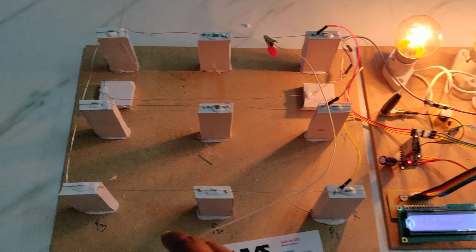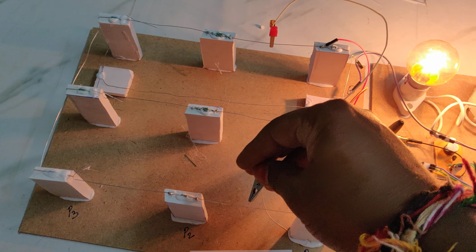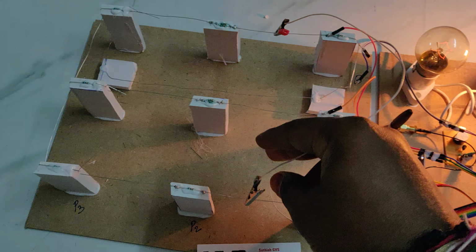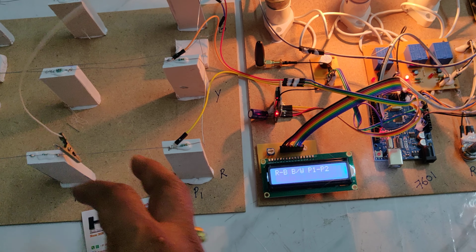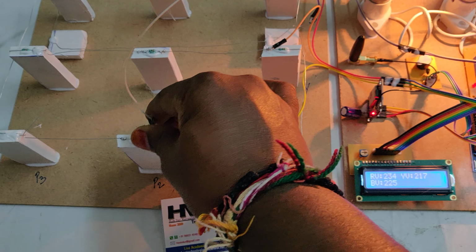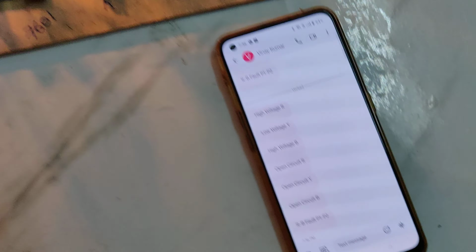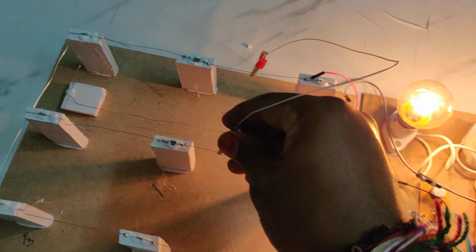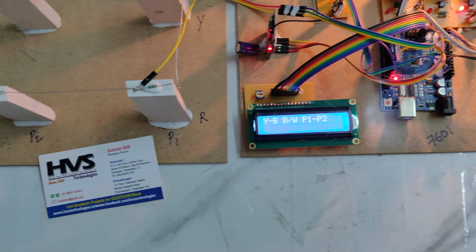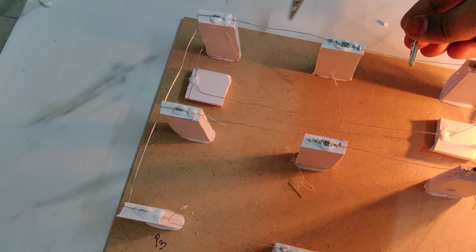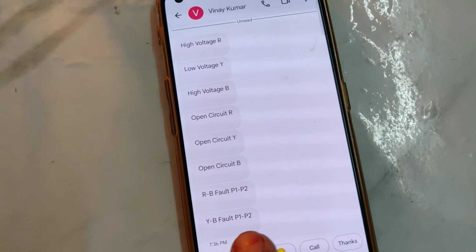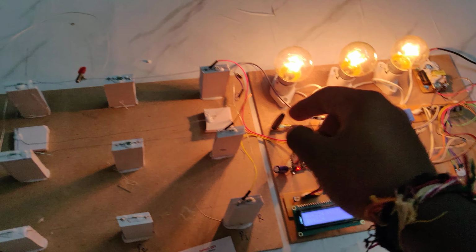Coming to the line to line fault. When the line to line fault occurred, right, R and B phase between P1 and P2. Same, we got the same SMS alerts. And next, Y and B between P1 and P2. Say Y and B, P1 and P2, and again it has come back to normal.